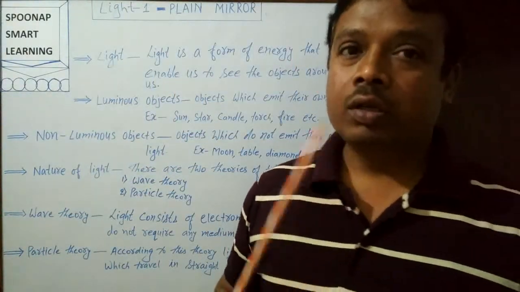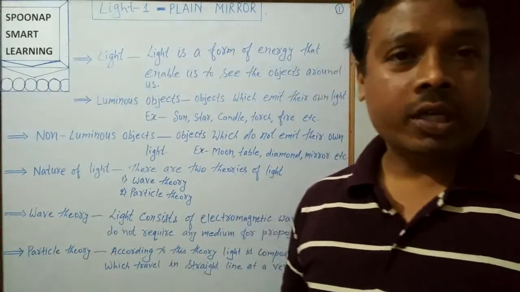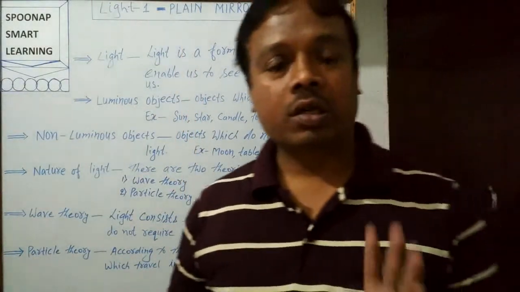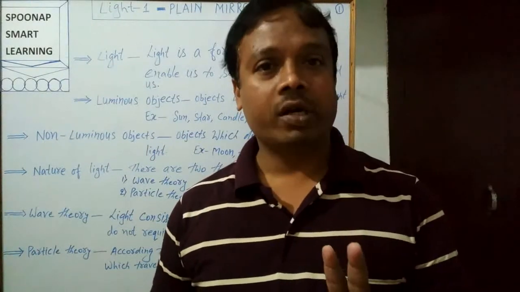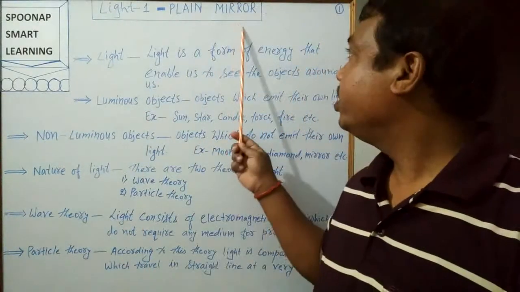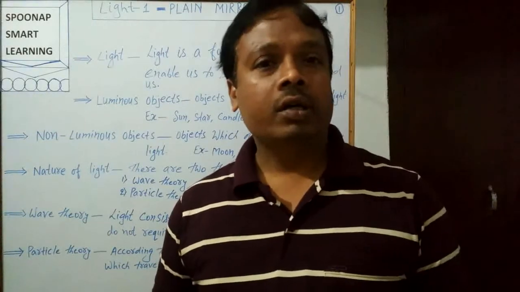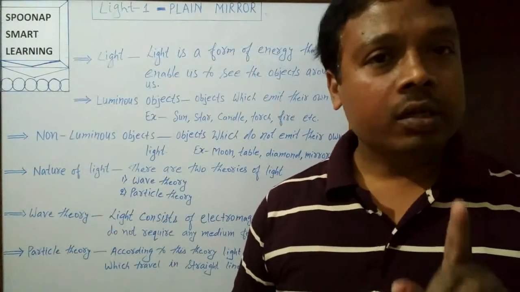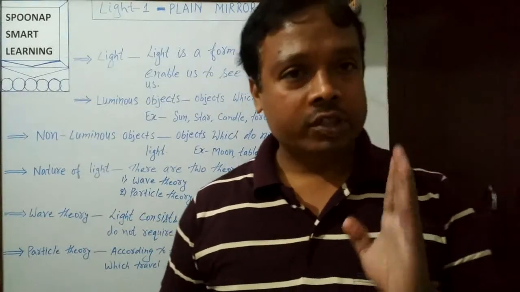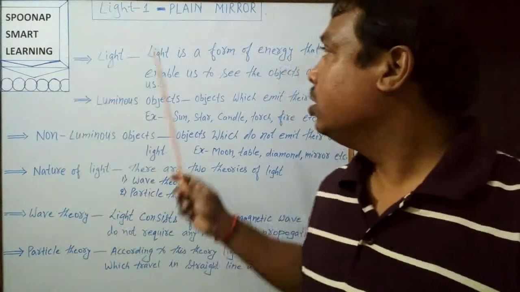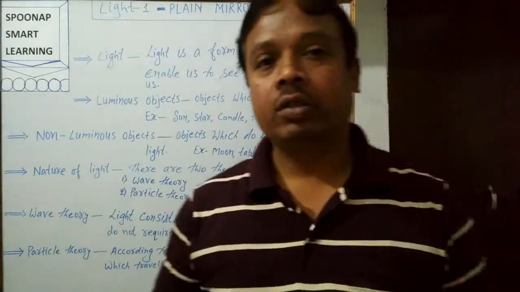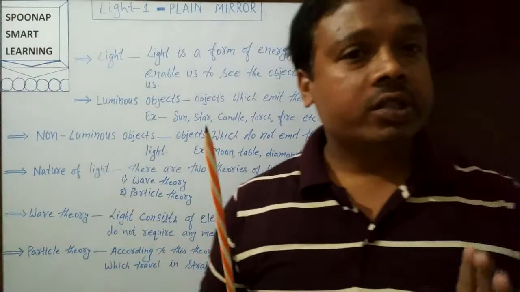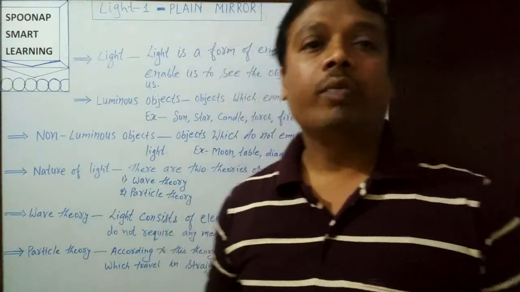I have categorized this light chapter into three parts. First part is plane mirror, second part is spherical mirror, and third part is spherical lens. First of all, we will discuss about plane mirror. But before discussing about plane mirror, let us understand some basic concepts about light.